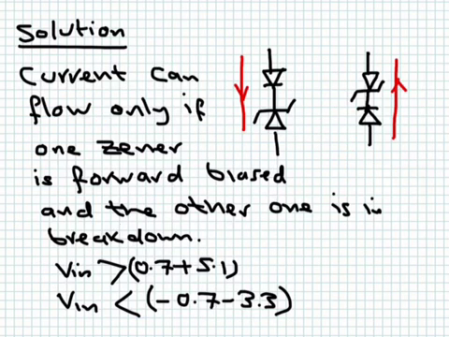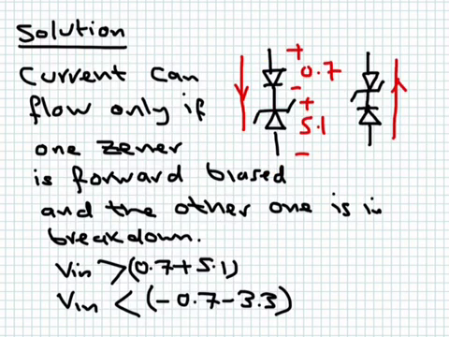Okay, so this is what I mentioned in the previous slide. There are two ways that this will conduct. First, this Zener diode acts as a diode, and then it will give you a drop of 0.7 between here and here. And the other one will act as a Zener, and then it will require a voltage of 5.1 to break down, between the cathode and the anode. So the applied voltage between here and here must be at least 5.8.